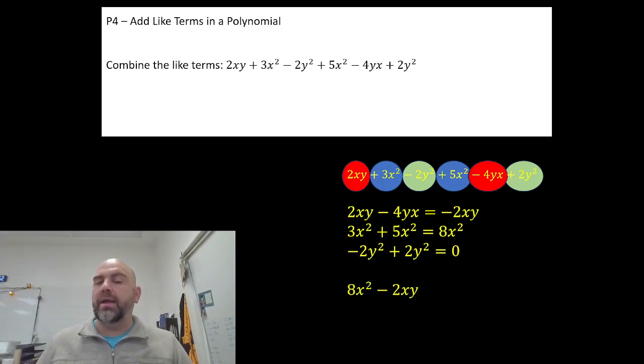So when we combine our terms together, we have an 8x squared and a negative 2xy, which the order doesn't matter. We can switch them around. I just like to put the negative inside the polynomial instead of on the outside. It just is helpful, at least for myself. I find it to be cleaner, but that is your choice.